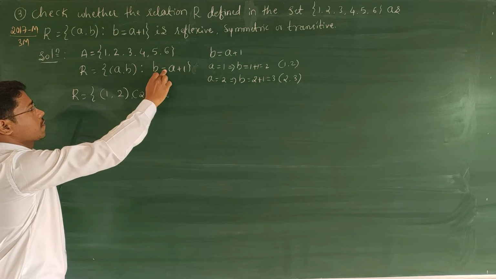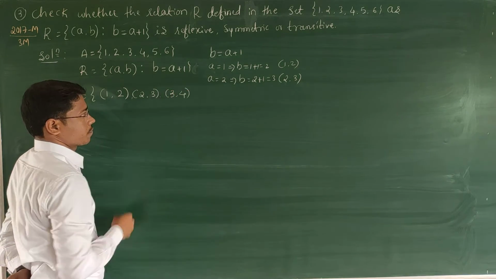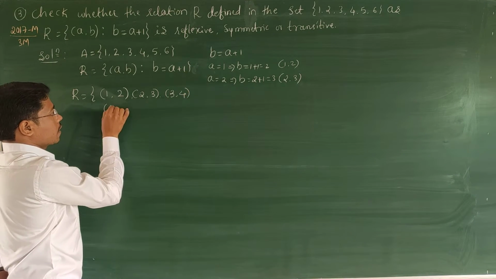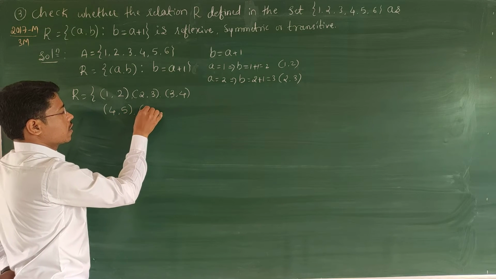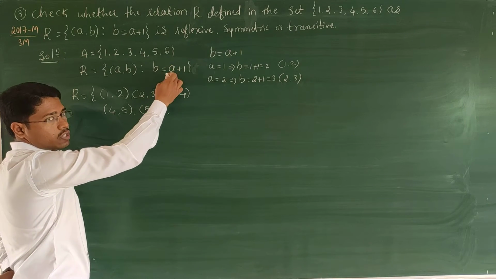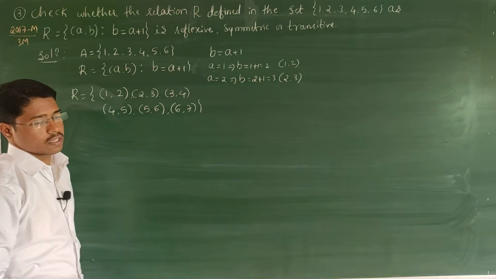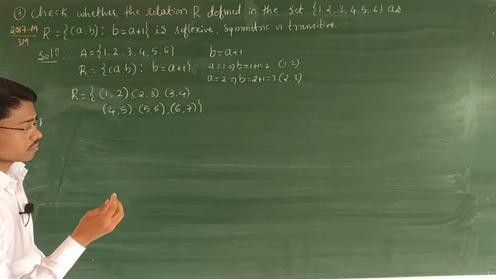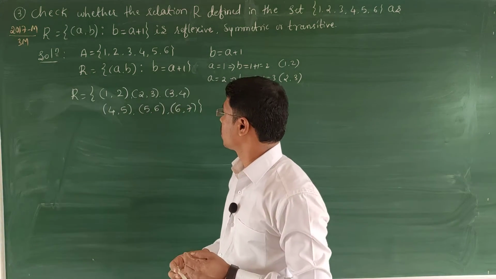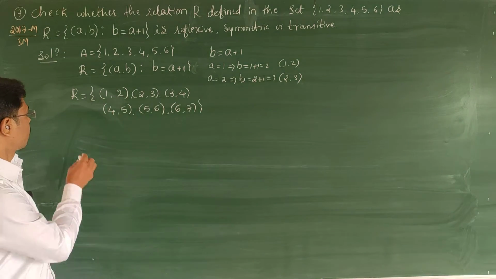Suppose if I put 3, 3 plus 1 is 4. So (3, 4). Next, 4 plus 1 is 5, so (4, 5). Then (5, 6). Suppose if I put a = 6, then we will get b = 7, which is not in the set. So R = {(1, 2), (2, 3), (3, 4), (4, 5), (5, 6)}. Right. Now reflexive.